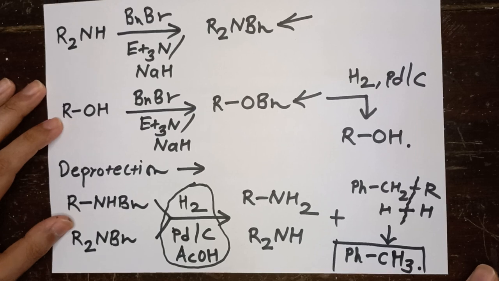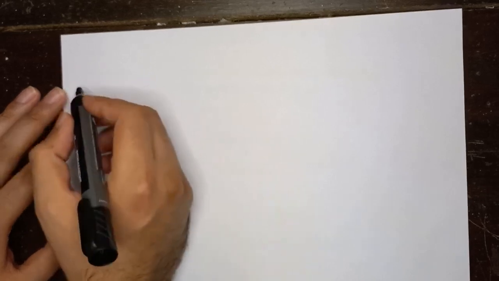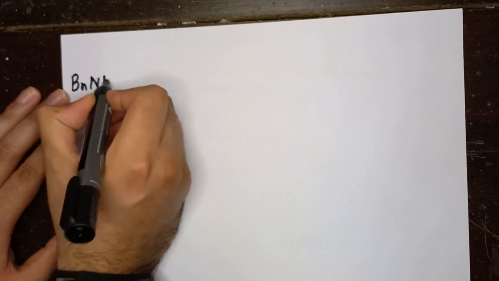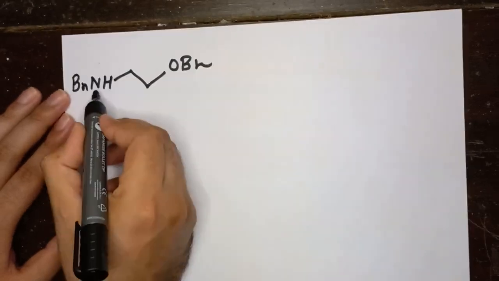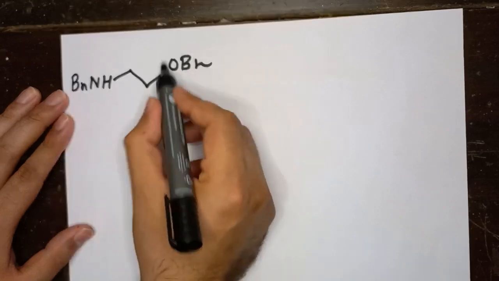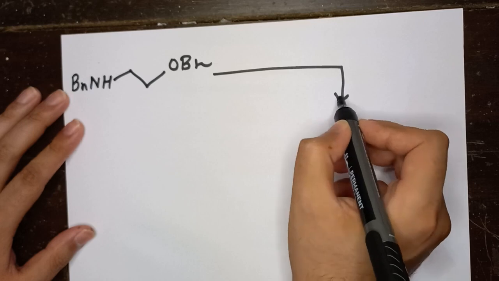Okay, so this is all about benzyl protection. Now I want to talk about something interesting. Suppose I have this reaction. Suppose this is my starting material. We have an N-protected benzyl group and an O-protected benzyl group. So I'm doing two different types of reaction.